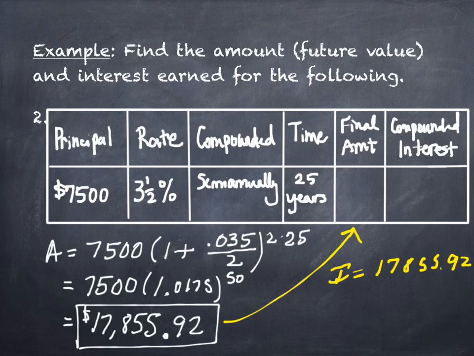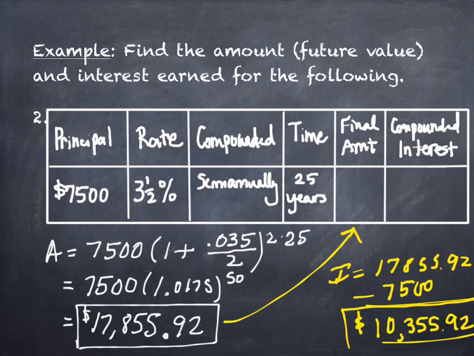So our interest would be the $17,855.92 minus the $7,500. And what number does that give you? It's 10,000 something, right? 10,355.92. And this value would go in the compound interest box. So there's not a formula, but there's certainly a way to find it, right? We just subtract the original amount from the final amount. Okay, any questions on this one?